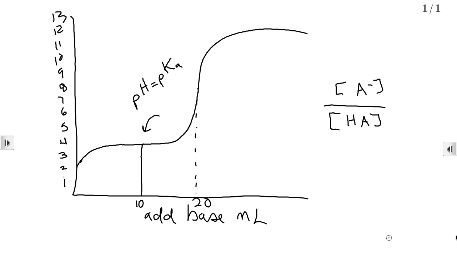What's something divided by itself? 1. So if these are equal, it's going to equal 1, right? Are you okay that this midway equivalence point, this midpoint, is what it's called, these are equal, acid and conjugate base? Are you okay with that? Okay.